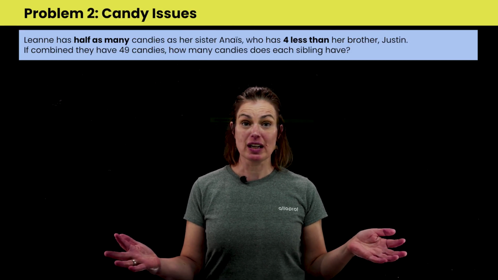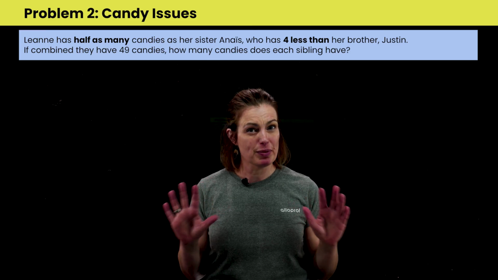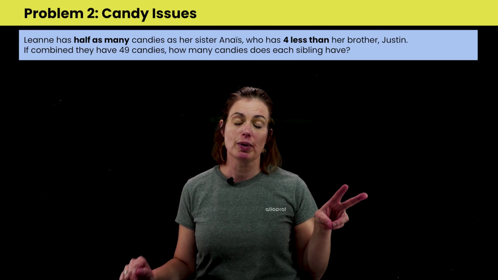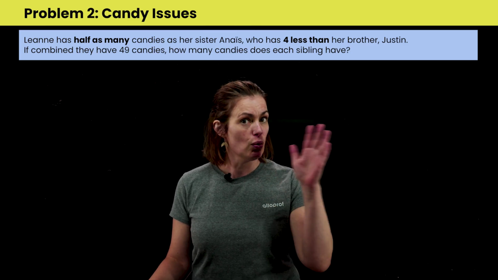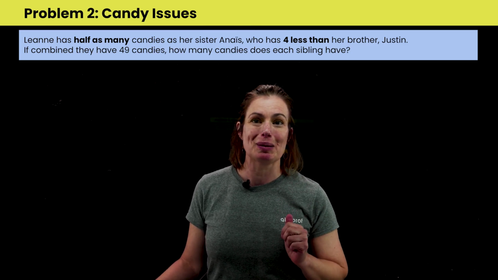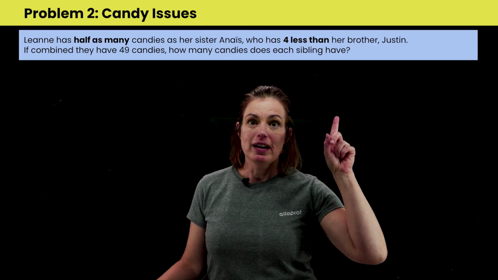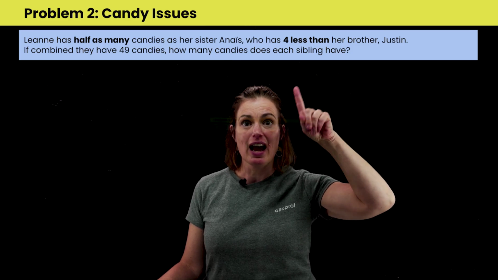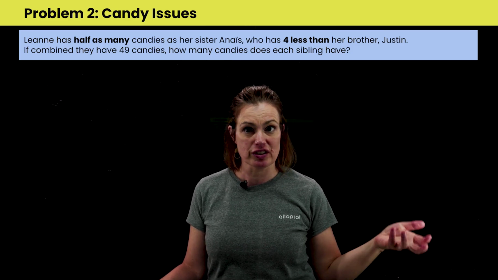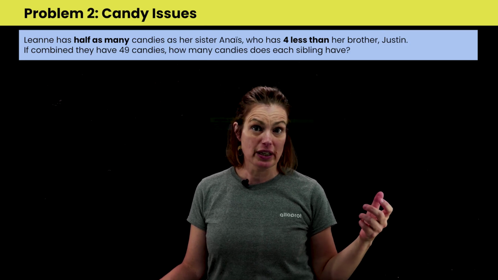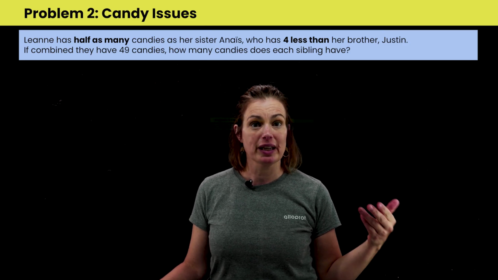All right, so for our second problem, remember, from this point forward, I'm just doing the first 2 parts with you guys, and I'll leave you guys to do the last 3. So we only did the whole 5 steps in the first problem. Here we have candy issues. Leanne has half as many candies as her sister Anais, who has 4 less than her brother Justin. If combined they have 49 candies, how many candies does each sibling have?